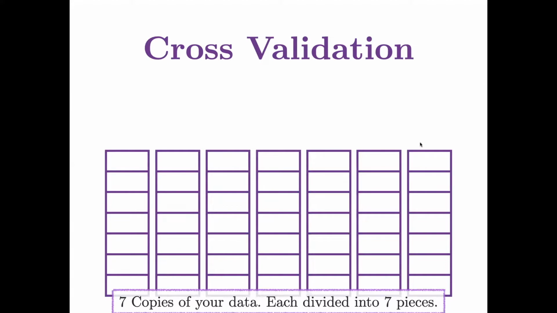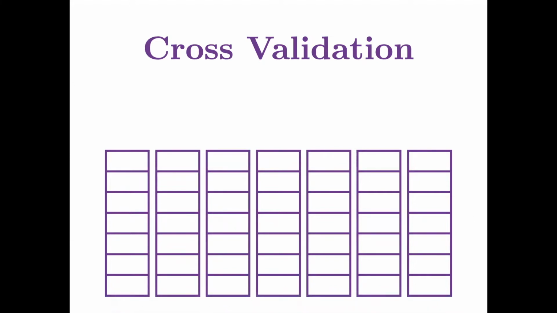What I'm doing here is 7-fold cross-validation. We generally think about cross-validation as being a set of folds. K-fold cross-validation involves K copies of your data divided into K pieces. And we go through K, which here is 7, rounds of validation.